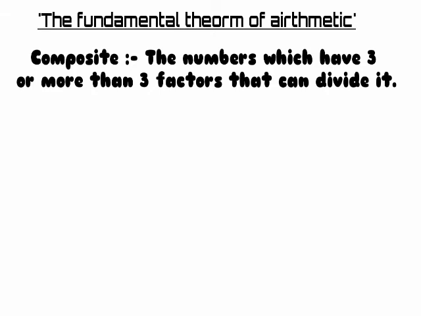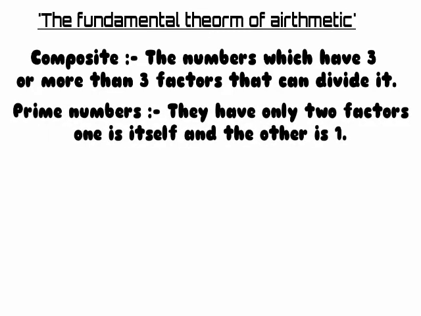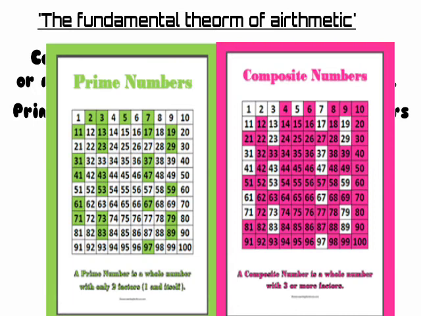Composite numbers means the numbers which are not prime, meaning they have 3 or more than 3 factors, in which 2 factors are 1 and itself, and the third factor may be any number. And prime numbers are the numbers which have only 2 factors. First is 1 and second is itself.